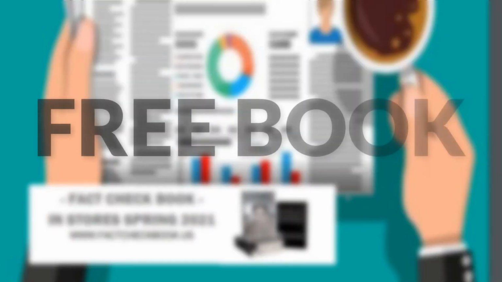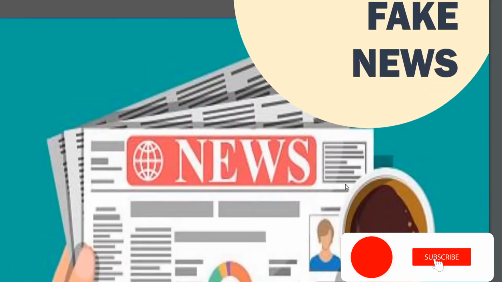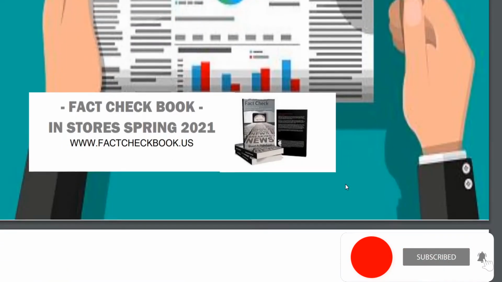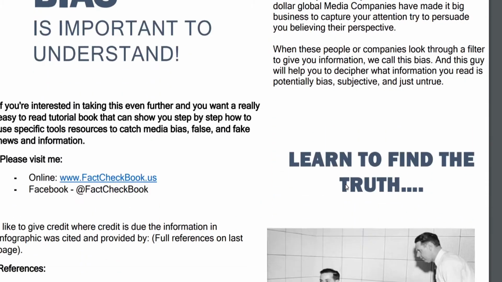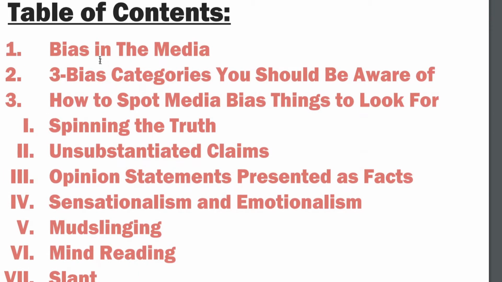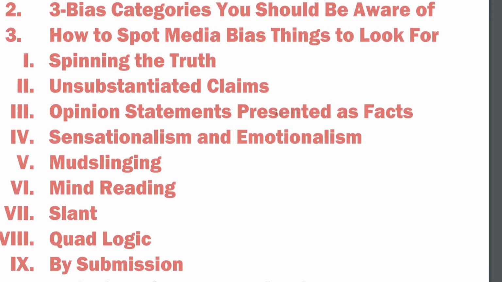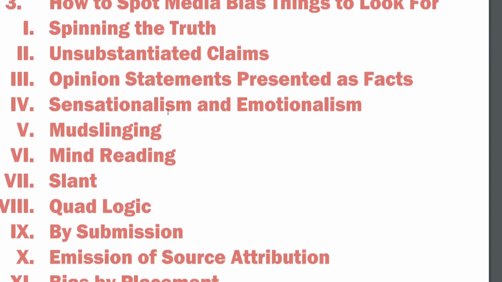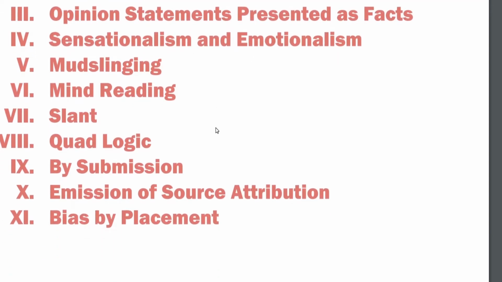This book is completely free. You can go download it and read it, but I'm actually going to do a video series based around this book, The 13 Ways to Catch Fake News. I'm going to walk through this entire book and all the different media points that we cover here, such as bias in the media, the 3 major bias categories you should be aware of, how to spot media bias and things to look for, such as spinning the truth, unsubstantiated claims, opinion statements presented as facts, sensationalism and emotionalism, mudslinging, mind reading, slant, quad logic, bias by omission, omission of source attribution, bias in placement.